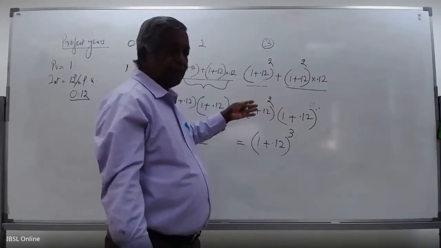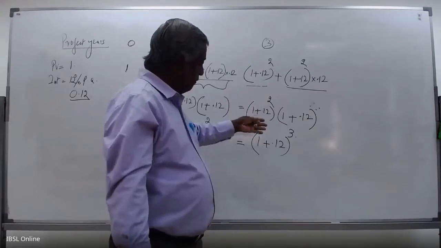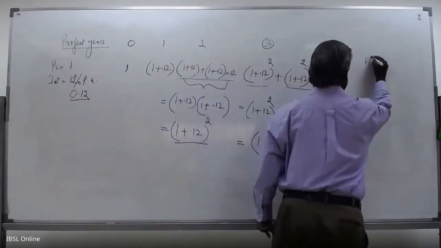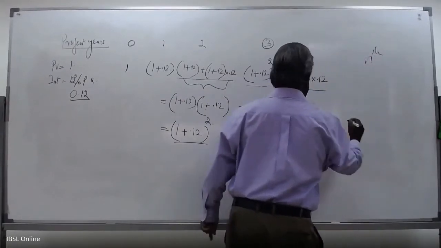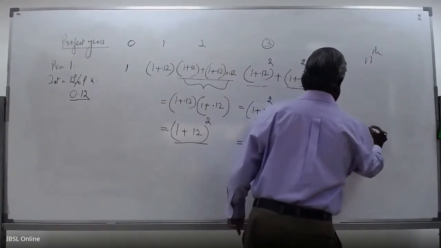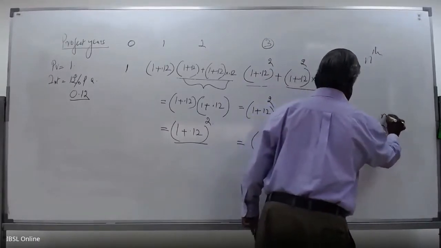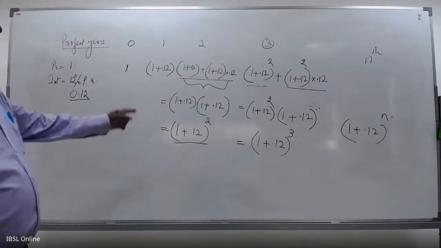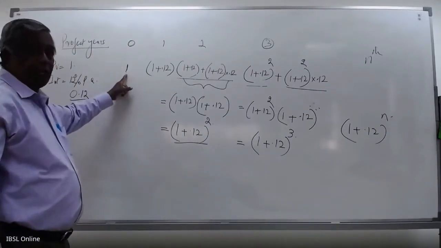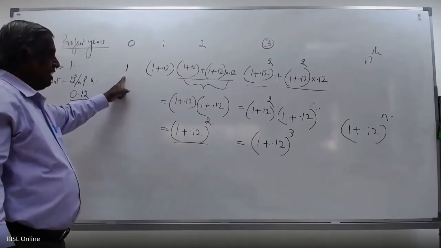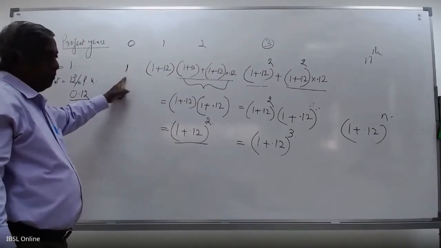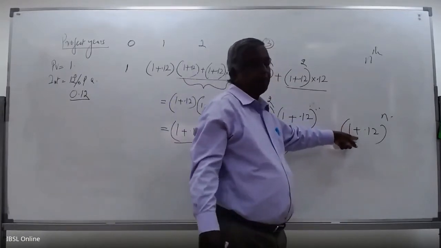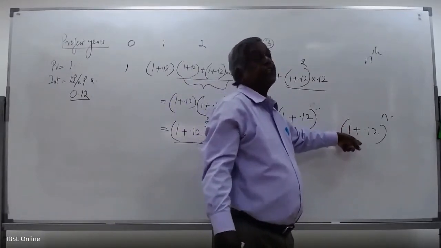Fifth year, 1 plus 0.12 to the power 5. In the nth year, it will be 1 plus 0.12 to the power n. So today is 1 rupee. The present value of 1 rupee, PV is 1 rupee. In the nth year, it will become 1 plus 0.12 to the power n, the future value.